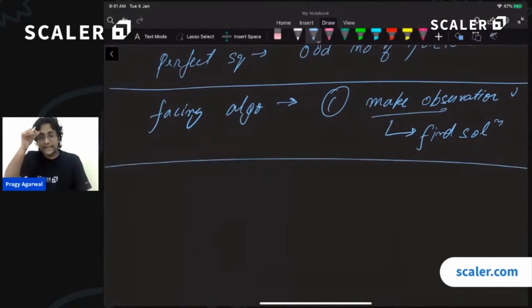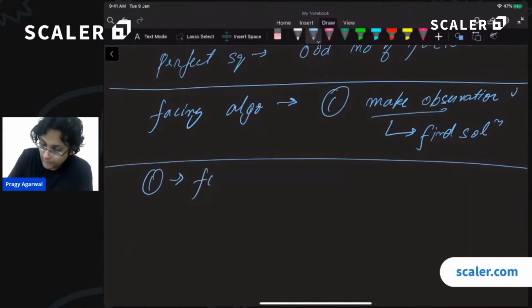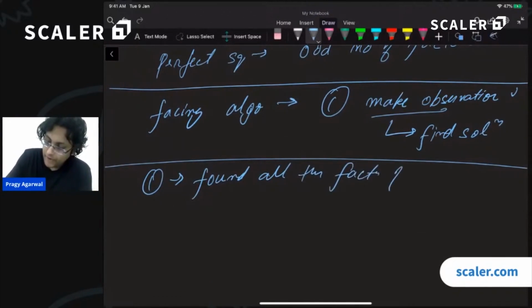Cool. So that was a nice little exercise. Let us go back to what we were doing earlier, right? So first of all, what we did was we found all the factors of n. That is the first thing that we did. Now, while we were doing this, we kept talking about prime numbers.